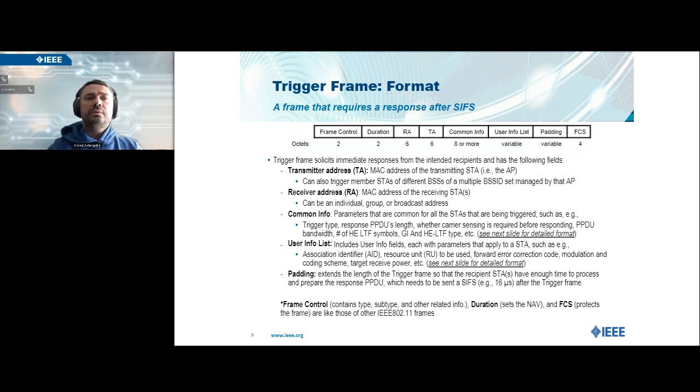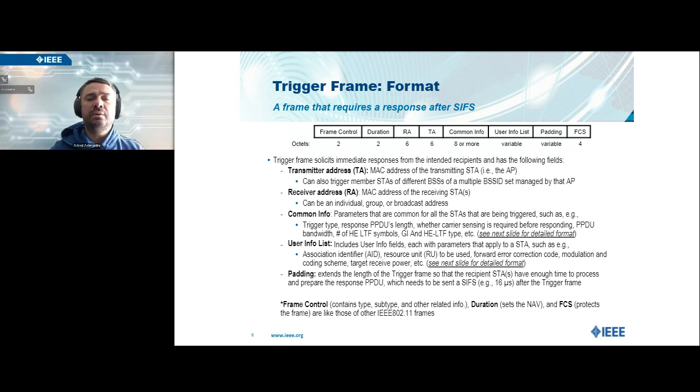So the trigger frame is essentially the main frame that was defined that enables the solicitation of these multiple PPDUs from the stations. And here we show the frame format of the trigger frame. The main fields of interest here are the transmitter address, which is essentially the MAC address that identifies the access point so that stations recognize the trigger frames that are being generated by their associated AP.